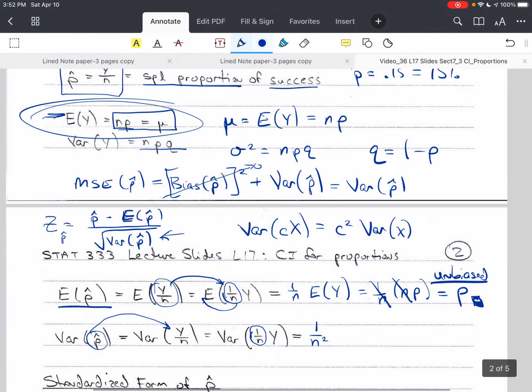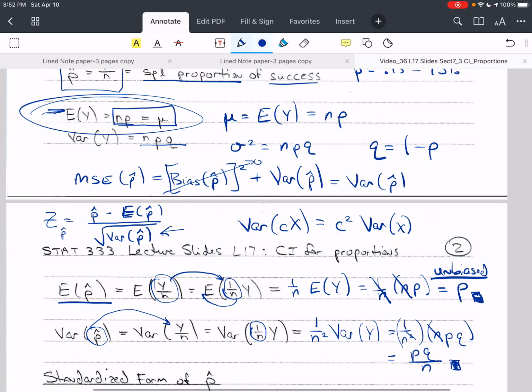And then we have times the variance of Y, which was npq. So I have 1 over n squared times n times p times q. One of these n's cancels, and I get pq over n. And that is the value of the variance of p hat.